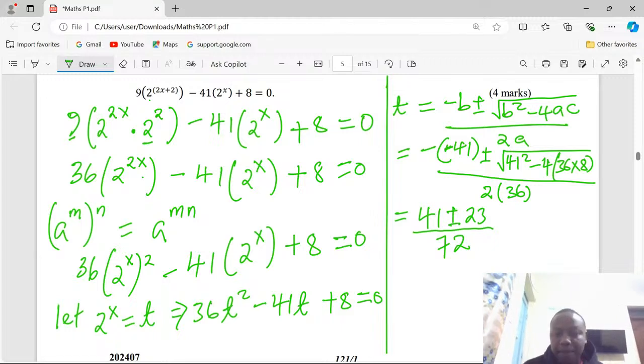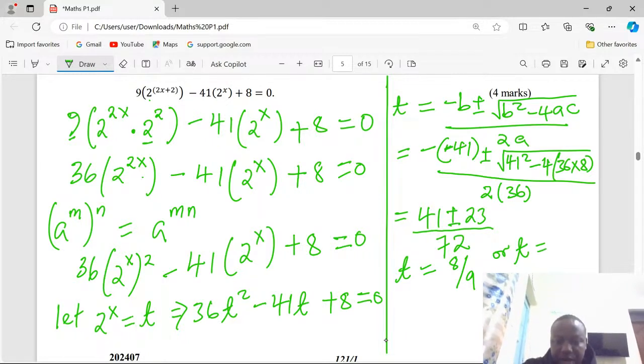At this point, we can say that the value of x, or the value of t in this case, equals 41 plus 23. Then we divide by 72. I'm getting exactly 8 over 9. Or the value of t equals 41 minus 23 divided by 72. This is equal to a quarter. t is also equal to a quarter.